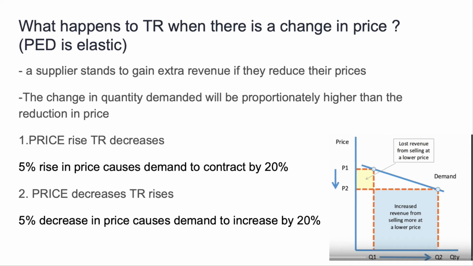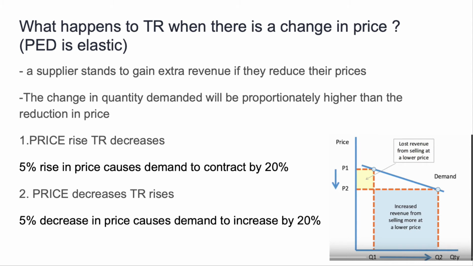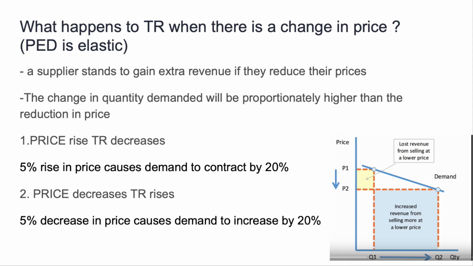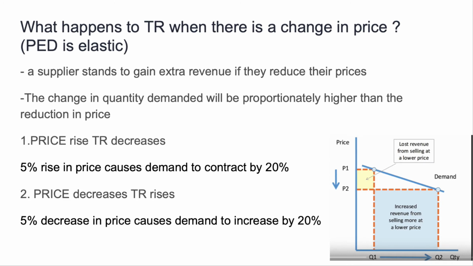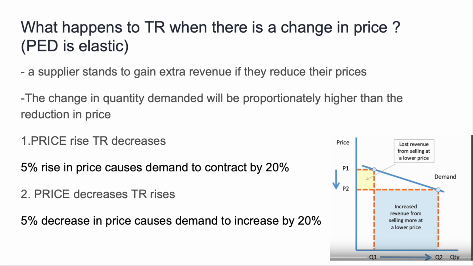Let's take a look at the graph on the right hand side. As we can see for the first scenario, the 5% rise in price causes the demand to contract by 20%. This means that when the price rises, the total revenue decreases. And for the second scenario, the 5% decrease in price caused demand to increase by 20%. And this shows that when price decreases, the total revenue rises.